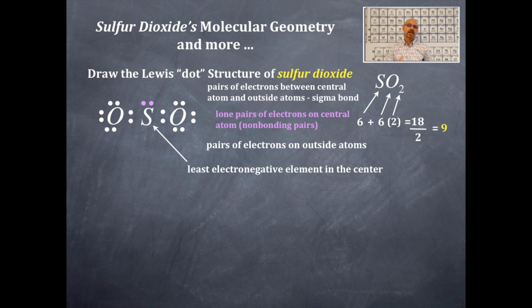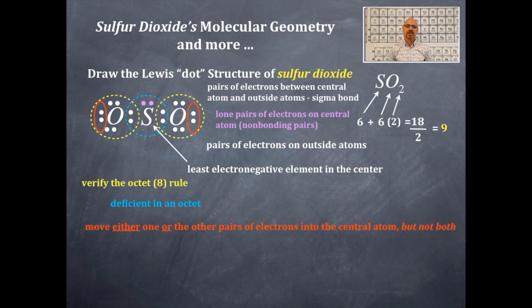Now, I'm going to verify or not verify the octet rule. I've verified the octet rule with the oxygen, so the oxygen is perfectly fine. Now, the sulfur is deficient in an octet. Having used up all my 9 pairs of electrons, that means I need to move some. I can move one of the pairs, not both, like in carbon dioxide, just one of the pairs from one of the oxygens into the central element between the sulfur and the oxygen to form a double bond, but not both. Don't do both, just one.